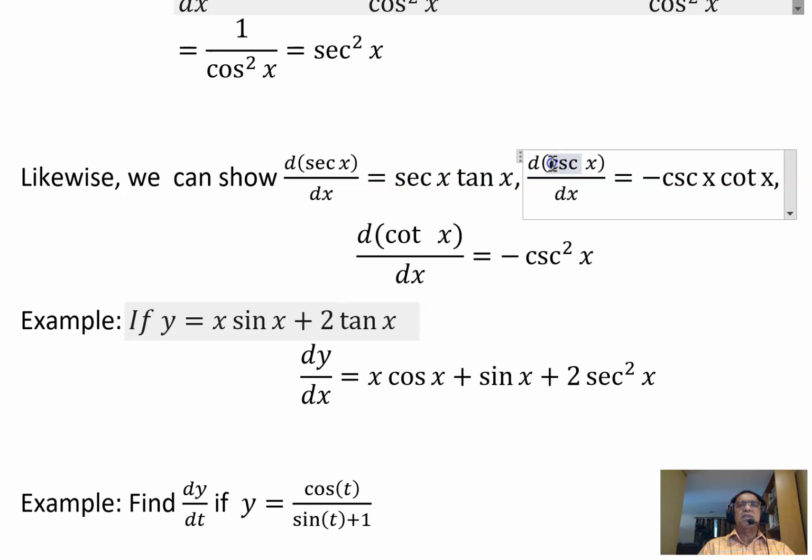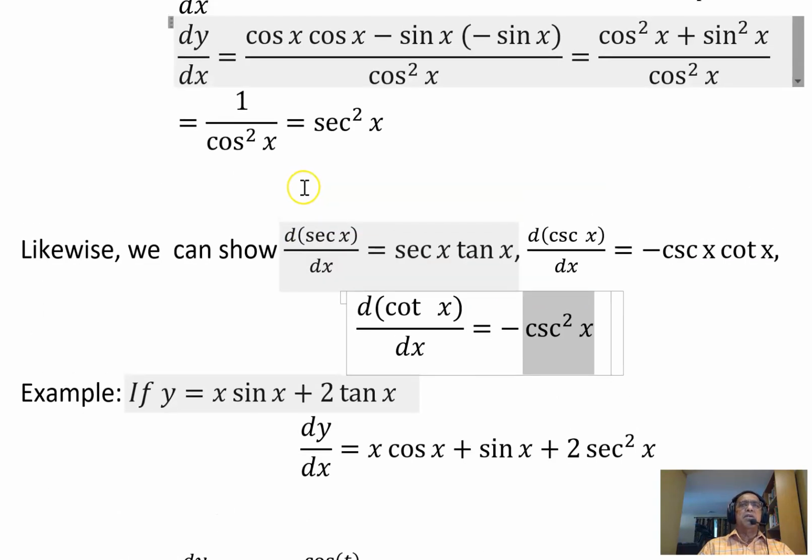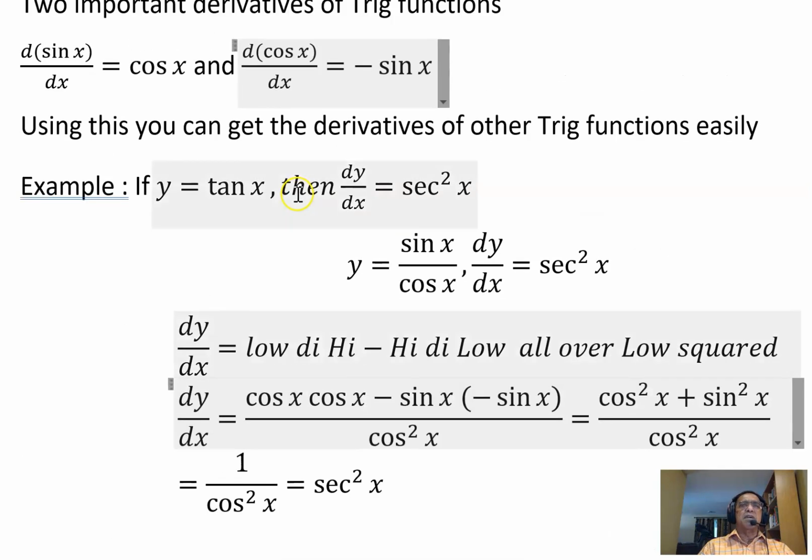Likewise, what is cosecant x? Cosecant is 1 over sine x. So if you use the quotient rule for 1 over sine x, you will get this. Likewise, what is cotangent x? That is cosine x over sine x. Once again, you can use the quotient rule, and you will get this. But you need to memorize all these basic things when you're preparing for the exams, right?